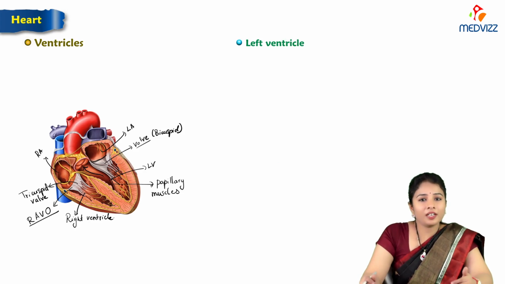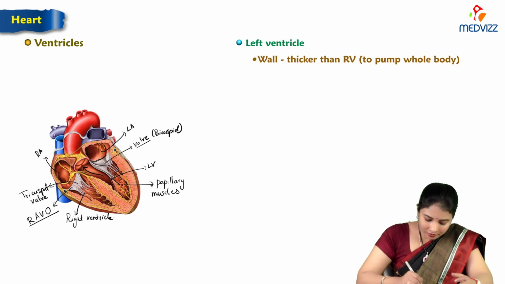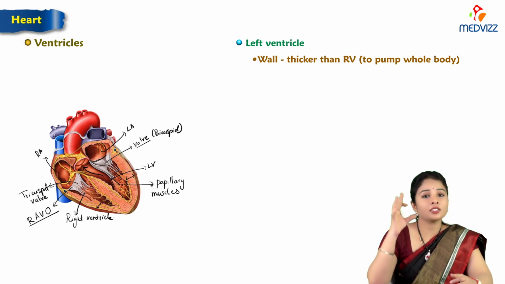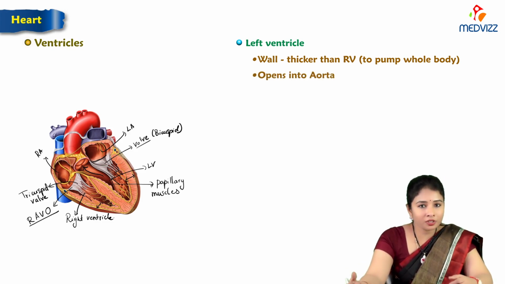So next, about the left ventricle of the heart. If you see the thickness of the wall of the left ventricle, it is quite thicker than the right ventricle because it has to pump to the whole body. So the left ventricle of the heart opens into the aorta, which makes up the major part of the systemic circulation.